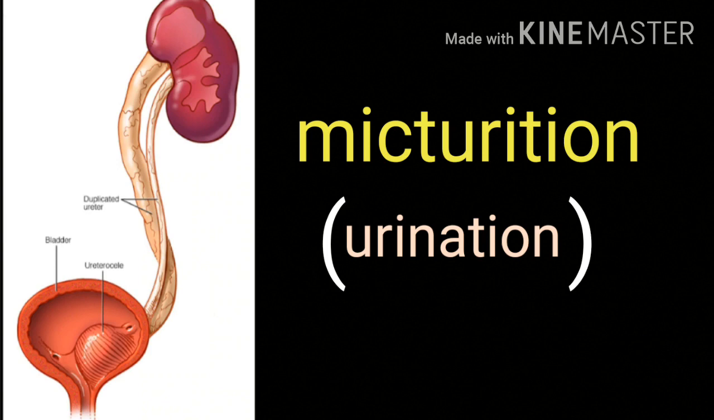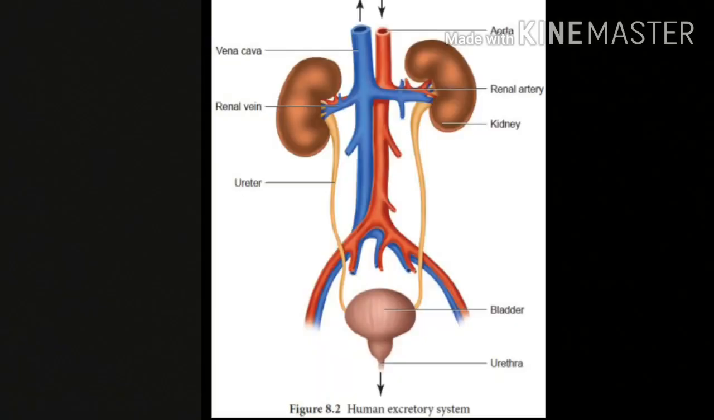Micturition means urination. What is the function of sphincter muscles? Around the urethra, the sphincter muscles are there. They keep the urethra closed and open only at the time of micturition. Clear? Once again we can see the structure of the kidney.